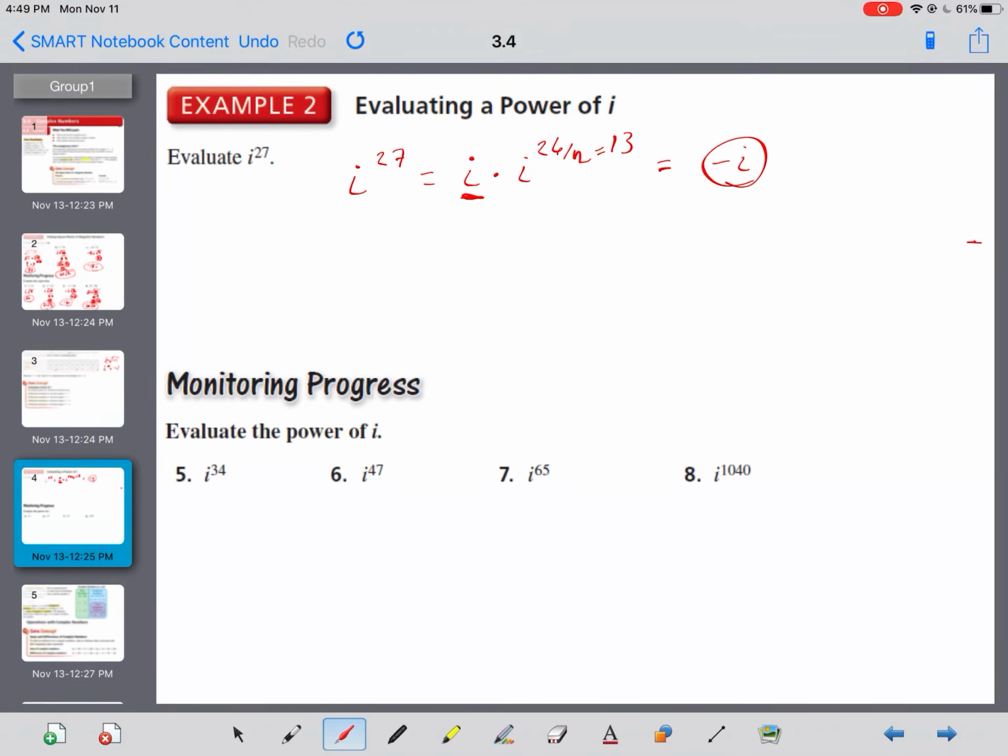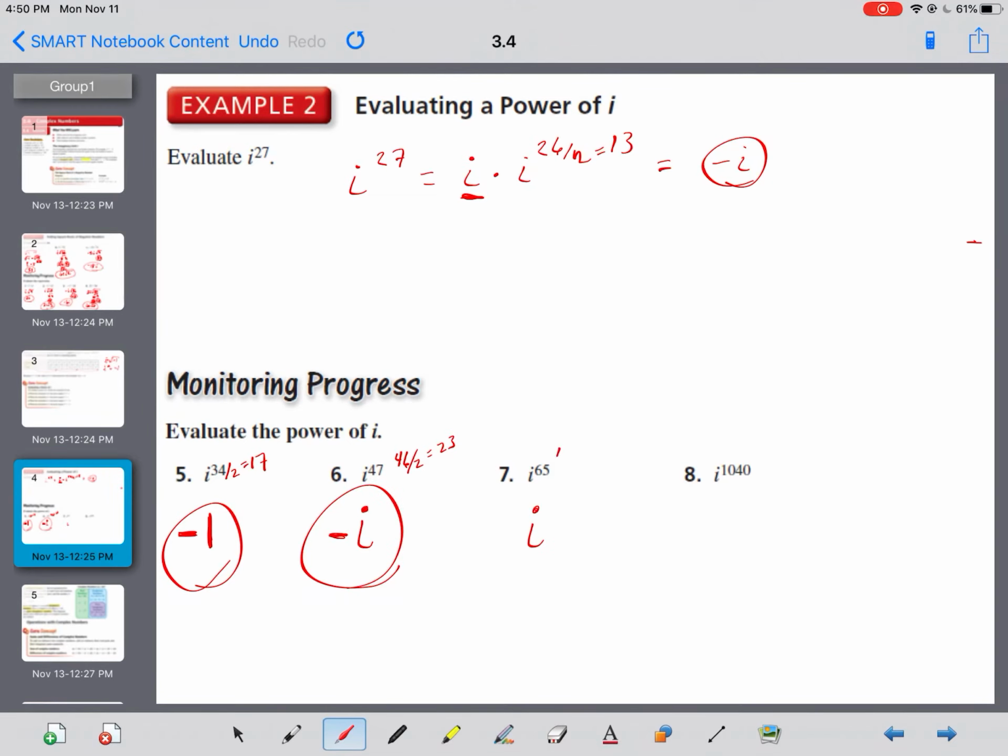All right, let's look at the first one. 34 is already even. I don't have to pull an i off of there, so I know it's going to be a 1. Now it's just, is it positive or negative? Well, divide 34 by 2. That's 17. It's odd. Odd's negative. Okay. Let's see. i to the 47th. I'm going to have to pull an i off of there. Now it's 46. Divides by 2. It's 23. It's odd. It's going to be a negative i.